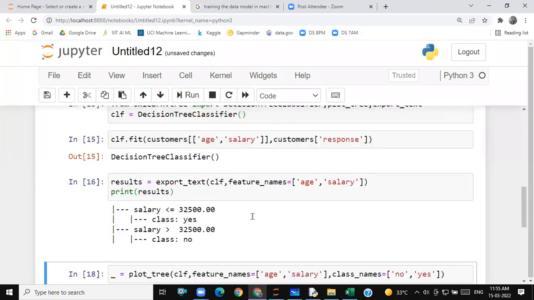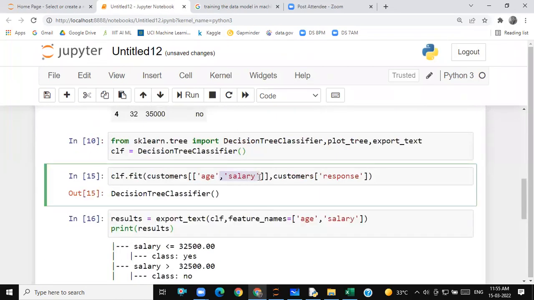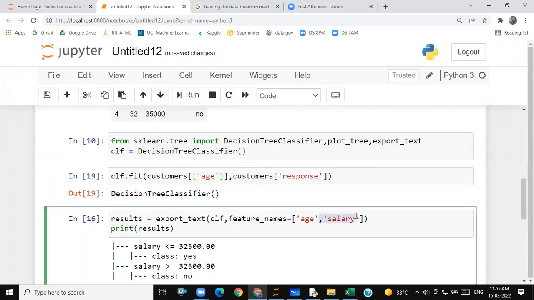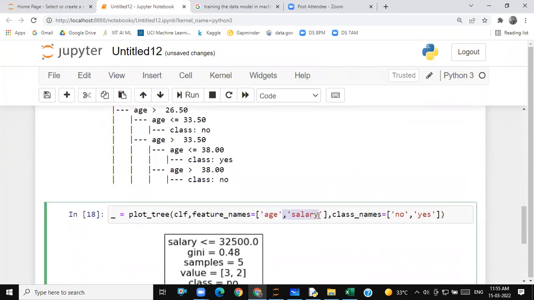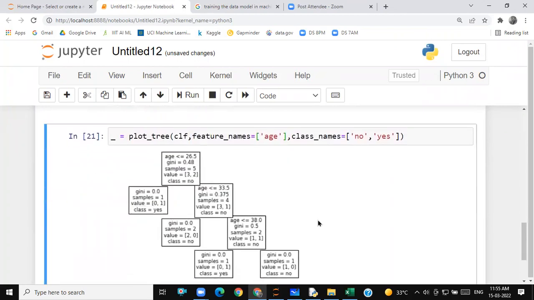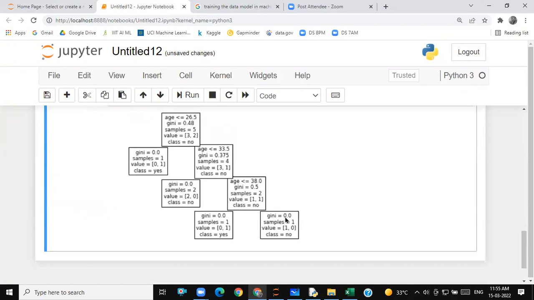For example, if I take only the age, you have seen we got a little bit more rules. Here also we are going to get the same thing, a little bit lengthy tree will come. If age is less than or equal to 26.5, your answer is yes, come to the left-hand side. If your answer is no, you have to go to the right-hand side.